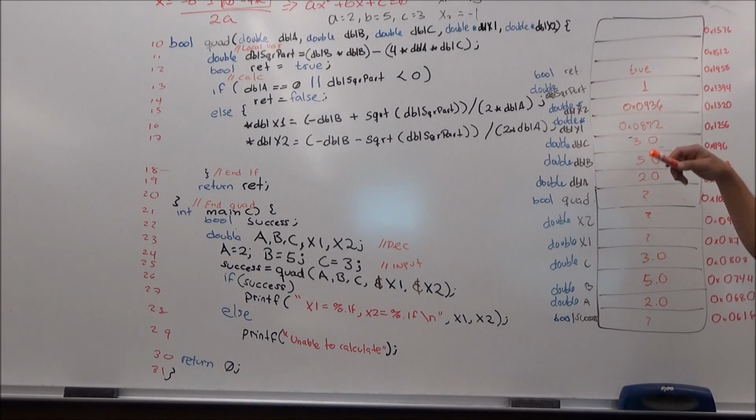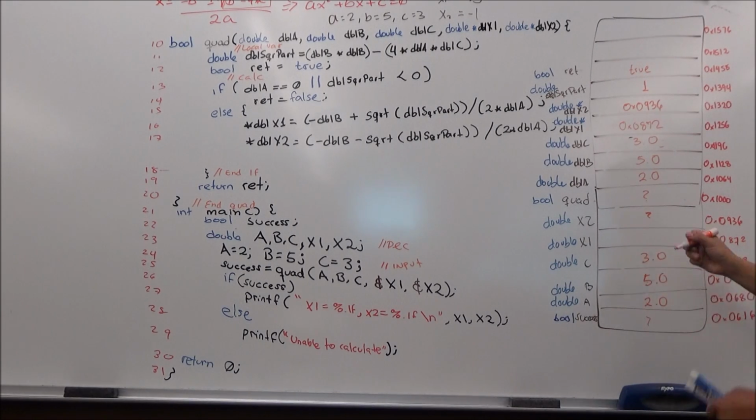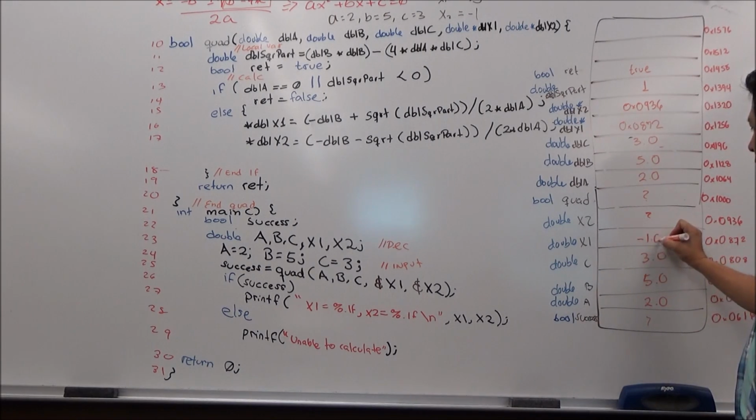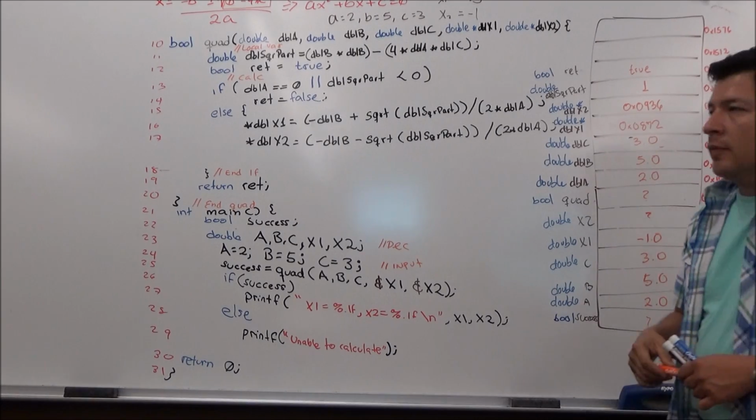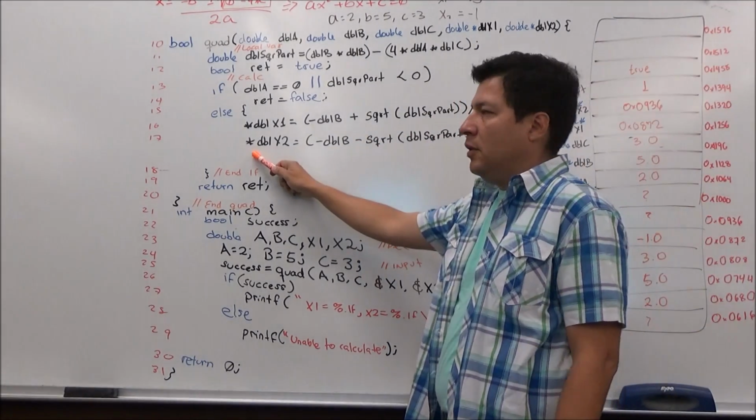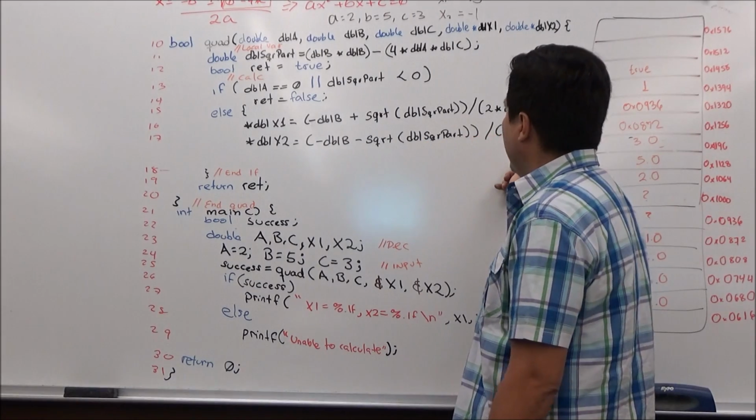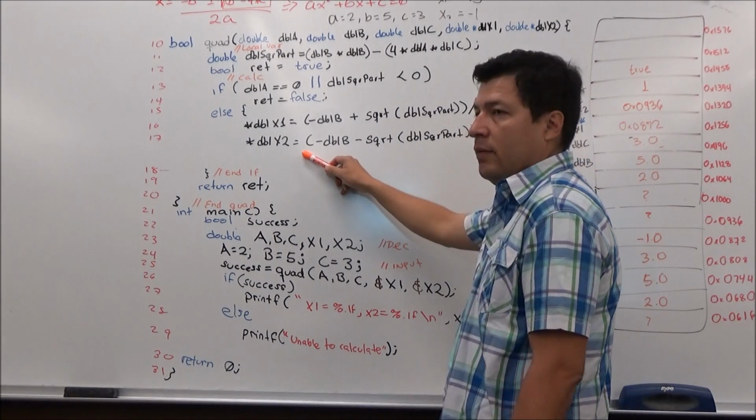Or it will be negative 1 actually. So 872, where is 872? Right here is 872. Put the value here, negative 1.0. And it goes to the next line, line 17. Evaluate the right side, that's negative 1.5.